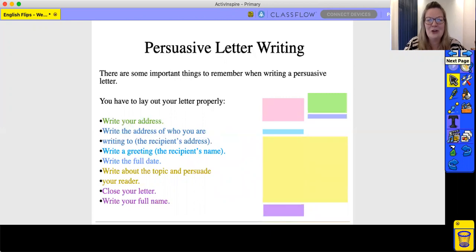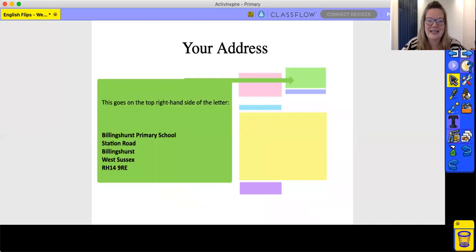So on your blank planning template, which looks a bit like this one here, as we go through this, you're going to fill in the right information in the correct place. So the first thing is your address goes on the top right-hand side of the letter. Now, if you don't want to put your own address on this, that is absolutely fine. You can put the school address, which is written on the screen now for you to copy beautifully in your best handwriting.